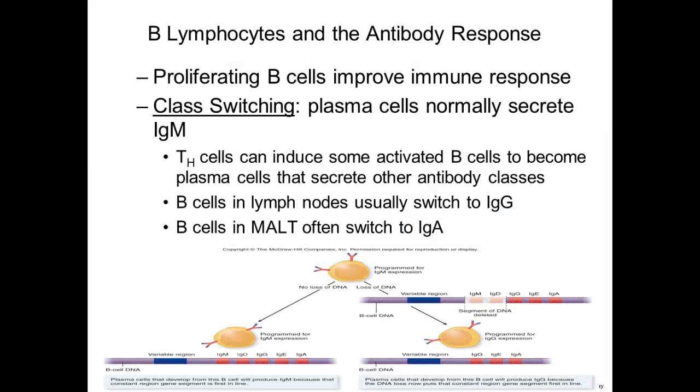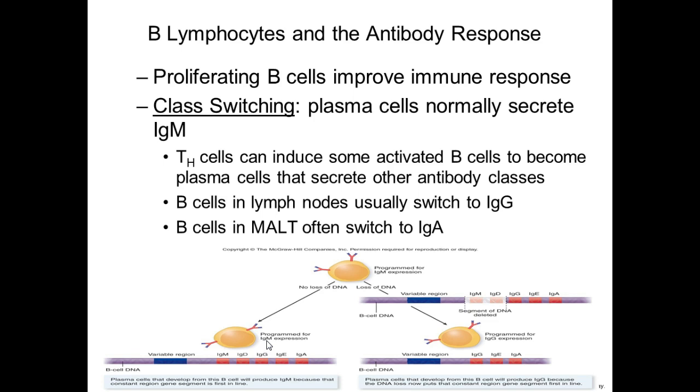So the other thing that happens is what we refer to as class switching. We start out with M, and when we look at the chromosome, we look at the information on the heavy chain, first up is M. They're always going to produce M. That's why M is on the surface of the B cell. That's the class of antibody, and that's the first one it's going to produce and secrete.